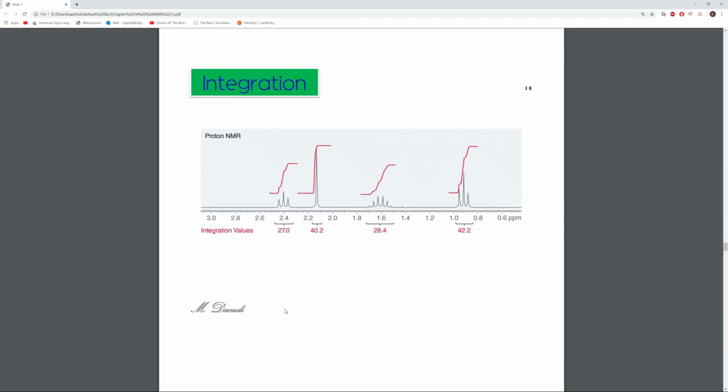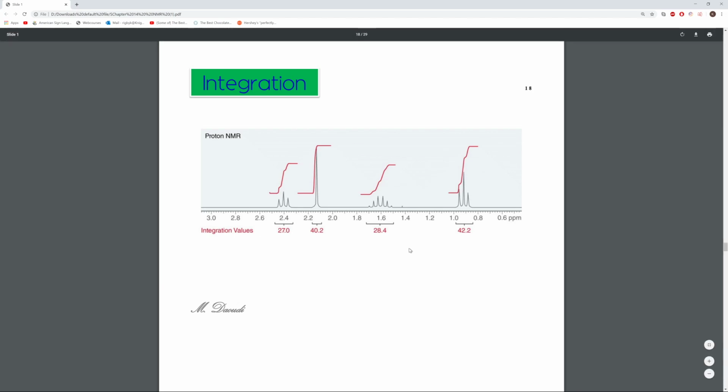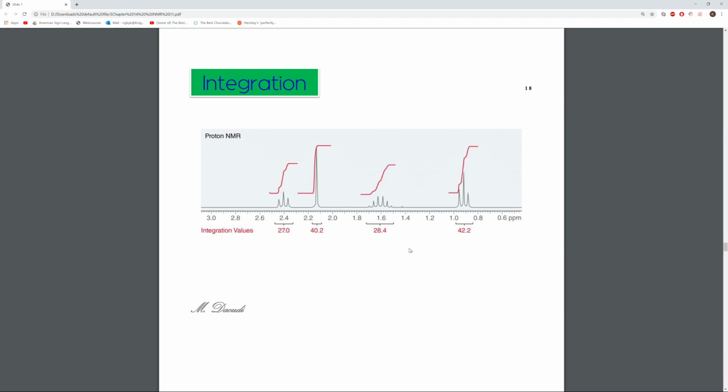Okay, so here's integration. This one looks a little bit weirder than the last one because this one has something called proton splitting, but we will get into that in a little bit, not right now. If we look at the area underneath these curves, we have 27, 40.2, 28.4, 42.2. Those numbers don't really mean much to us, but what we want to do is find the relative area beneath each of them, which means we have to make the smallest one 1. So we divide every single one of these numbers by the smallest number, which is 27 here.